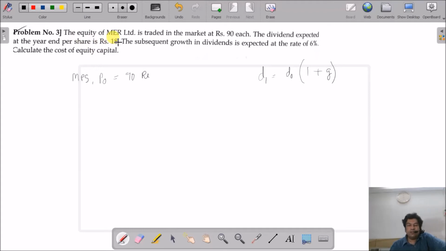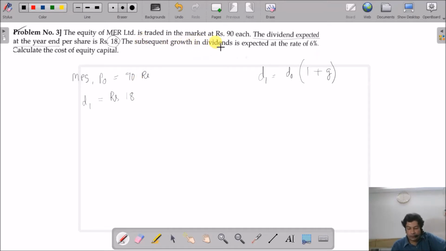Now friends, be very alert. They have already mentioned that this is the dividend expected at the year end. In other words, they have already said that this is the future dividend. So since they have already given us D1, which is the future dividend, we need not put the growth in it. So this is D1, which is the future dividend, which they have already mentioned. It is rupees 18.